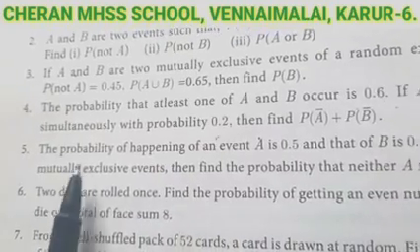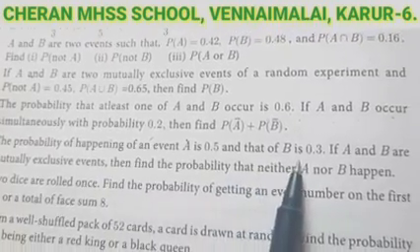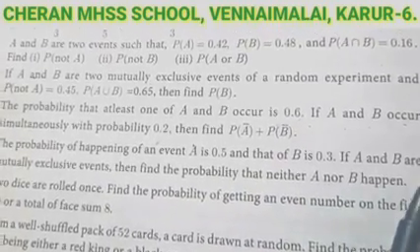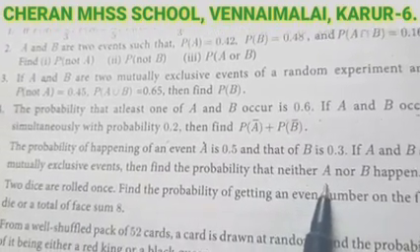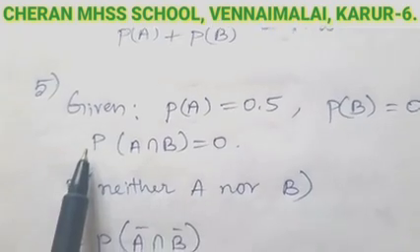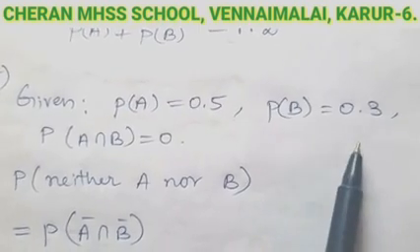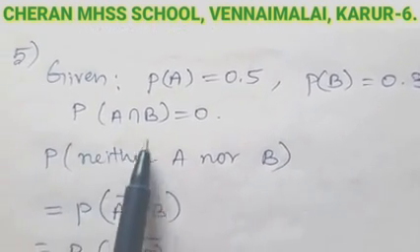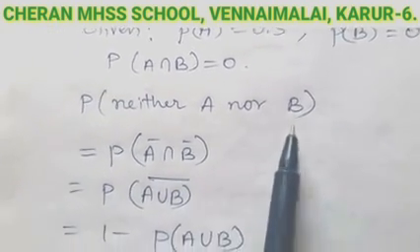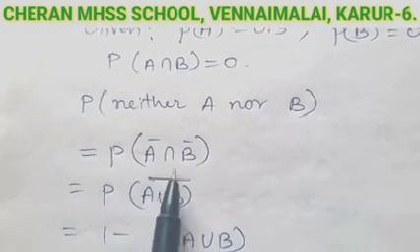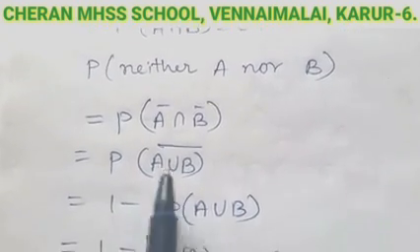Sum number 5. The probability of happening of an event A is 0.5 and that of B is 0.3. If A and B are mutually exclusive events, then find the probability that neither A nor B happen. Solution. Given P of A is equal to 0.5, P of B is equal to 0.3, P of A intersection B is 0. Probability of neither A nor B, that means probability of A bar intersection B bar, but this is nothing but probability of A union B the whole bar.